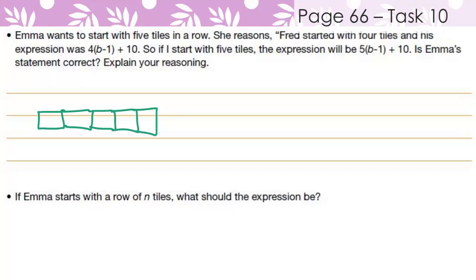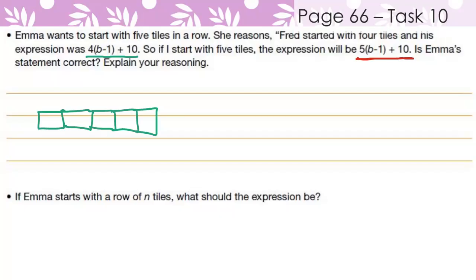So Fred's was 4 times b minus 1 plus 10. So she says if I'm starting with 5, mine's going to be 5 times b minus 1 plus 10. Is she correct? Got a yes? I got a no? She says yes, but I don't know. Janetta says no. Do you have some reasoning to back it up?